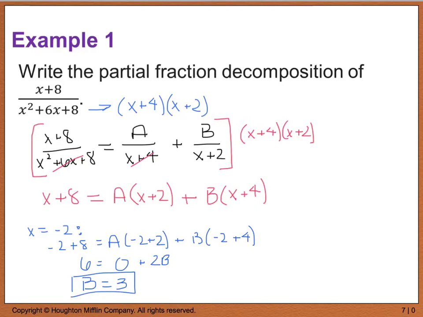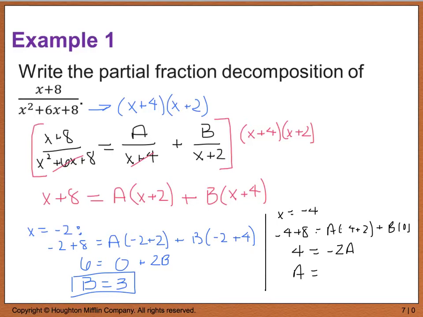Now I'm going to do the same thing, except I'm going to set x equal to -4 so that I can cancel out my B term. So then we have -4 + 8 equals A times (-4 + 2) plus B, and that's going to be 0, because -4 + 4 is 0. Or I have 4 equals A times (-4 + 2), which gives me -2, so I really have -2A, which tells me that A is equal to -2.